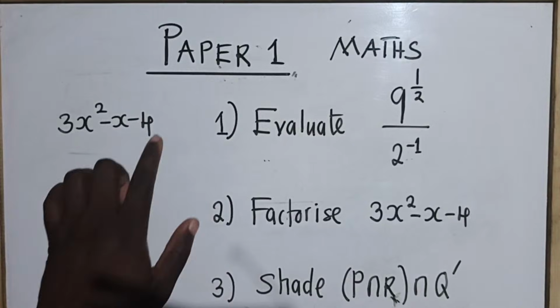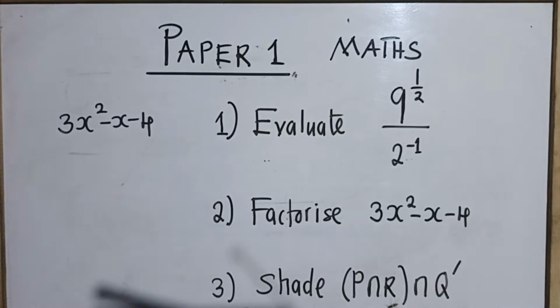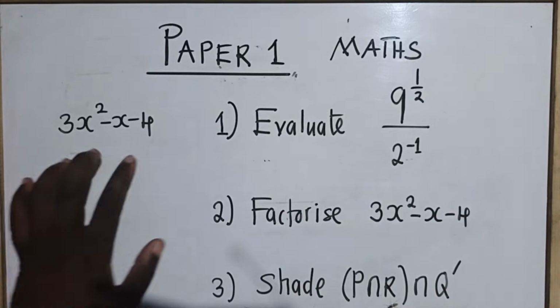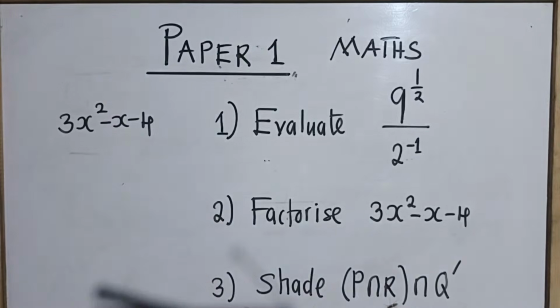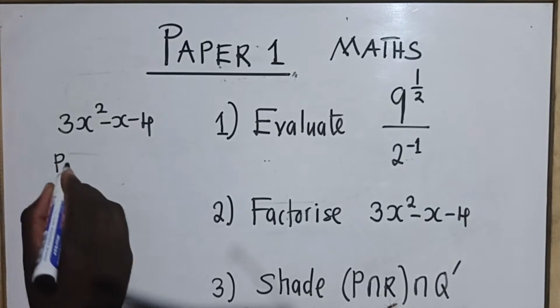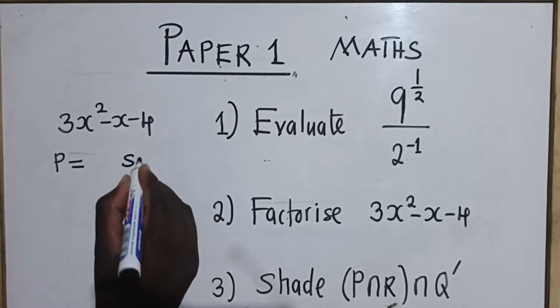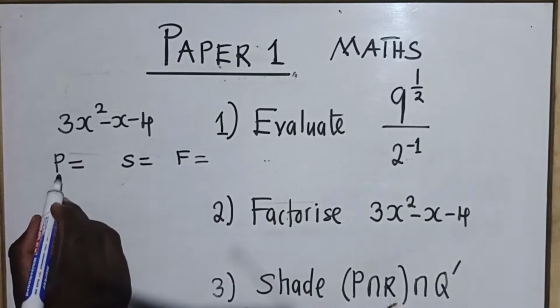All right, so if it was equal to 0, this was supposed to be a quadratic equation, but it is a quadratic expression the way it looks because there is no equal to 0. So here, basically, what you're going to do is to just say, I identify my product, my sum, and the factors. Okay, so what is your product?